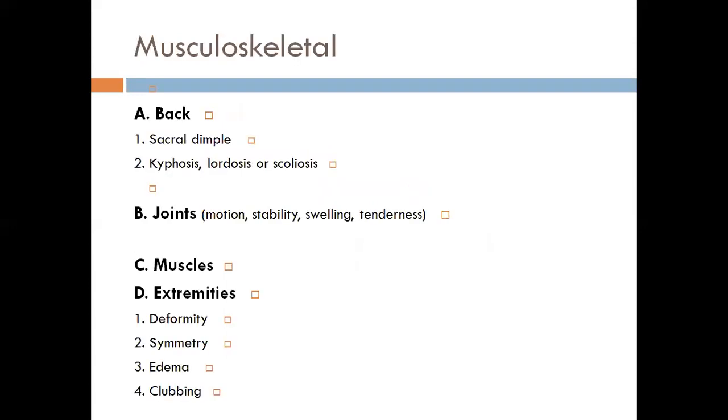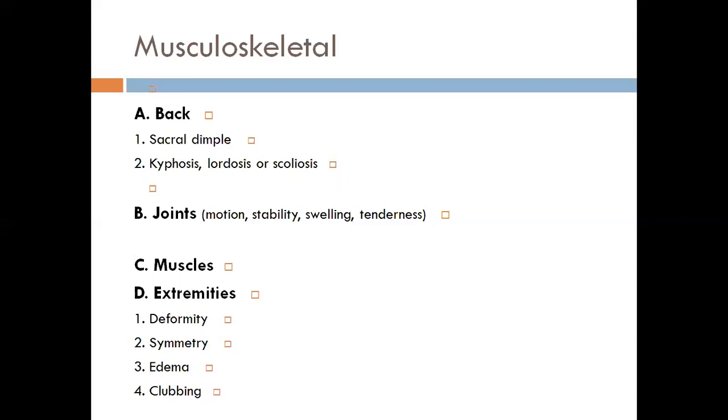What about the musculoskeletal? I should check the back for sacral dimple or sacral edema, kyphosis, lordosis, scoliosis. I look at the joints. In the general physical examination I can look and I can touch. But if you want to touch, ask your senior if you can examine, and he will say yes, go ahead. Joints, the mobility or motion, stability, swelling, tenderness, redness, all this is required.